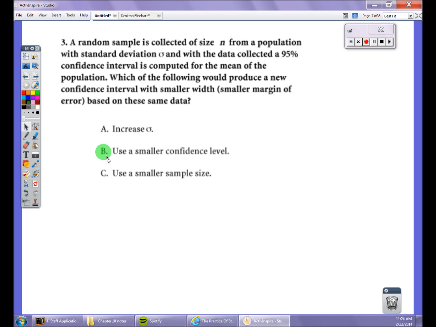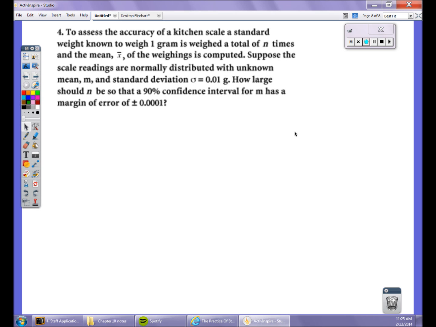Option B, use a smaller confidence level. If I drop my confidence level from 95 down to 90, that will give me a smaller margin of error, because then the width would not be as much. So it looks like B is going to be your answer. A smaller sample size, option C, actually does the opposite. Smaller sample sizes are going to increase the margin of error, thus increasing the interval. Here's question 4.